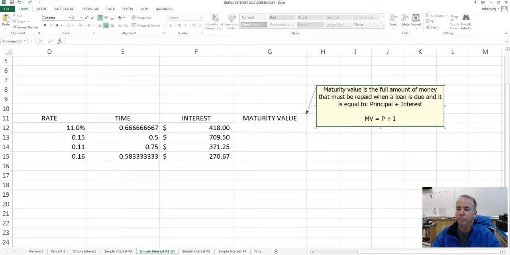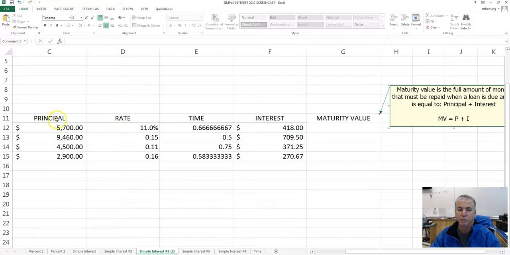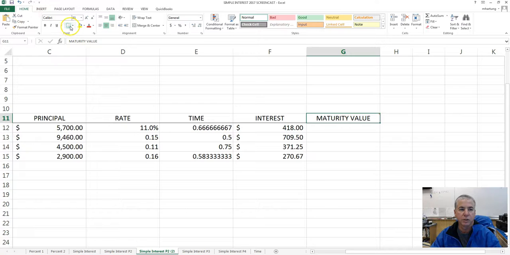So I believe we briefly talked about this in a previous lesson, but I always want to keep in mind that if you borrow an amount of money known as the principal, then you have to pay back a certain amount of interest, but you also have to pay back the amount that you actually borrowed. And so the maturity value then is the entire amount. It's the principal plus the interest. Let's go ahead and do some quick calculations here.